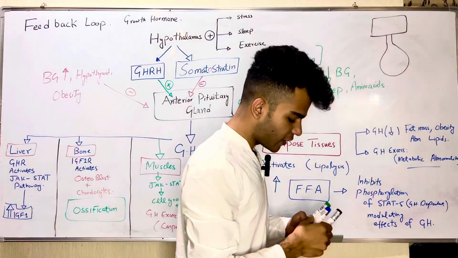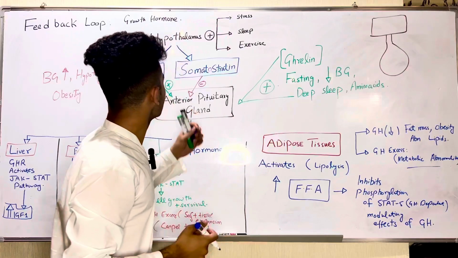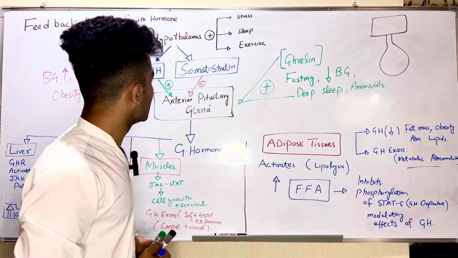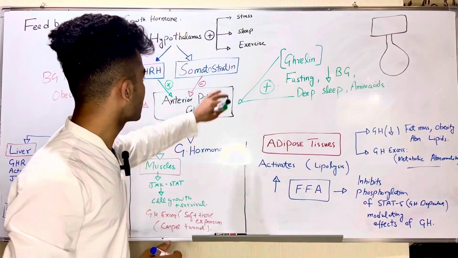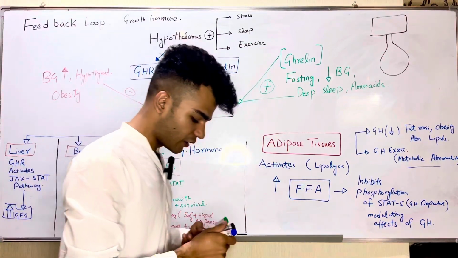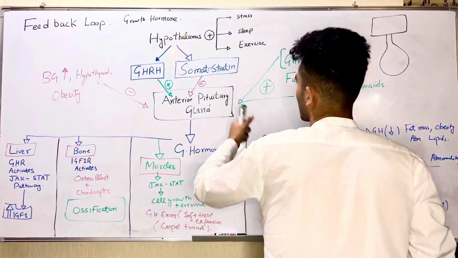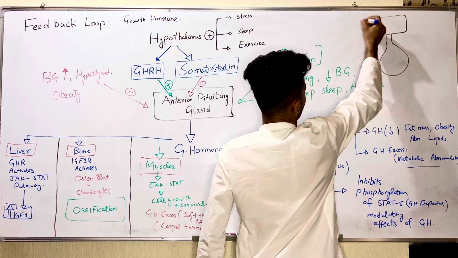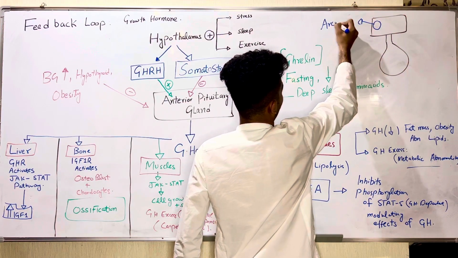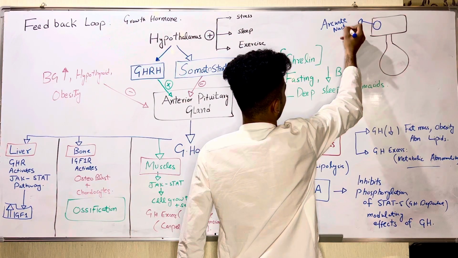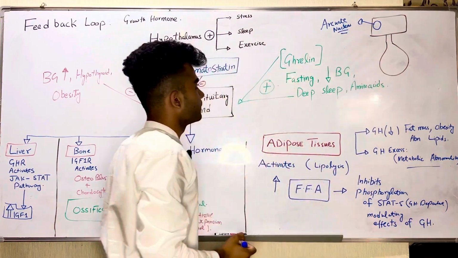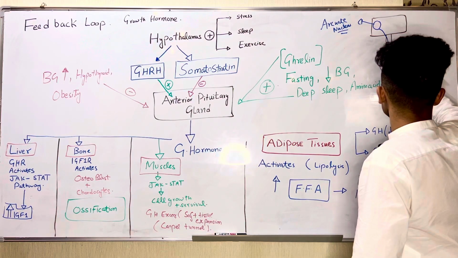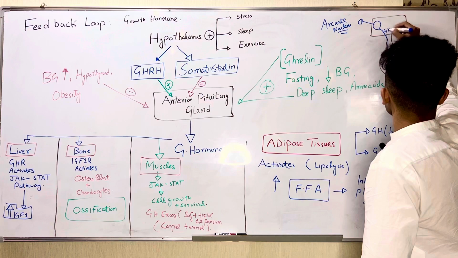In the hypothalamus, we have some nuclei which are involved in the release of growth hormone releasing hormone, and also there are some inhibitory factors which are released, called somatostatin, which inhibits the secretion of the growth hormone. So in the hypothalamus we have a nucleus which we call the arcuate nucleus. This arcuate nucleus will release a factor called growth hormone releasing hormone to the anterior pituitary gland.